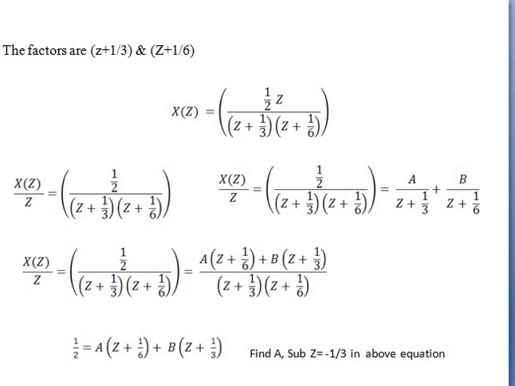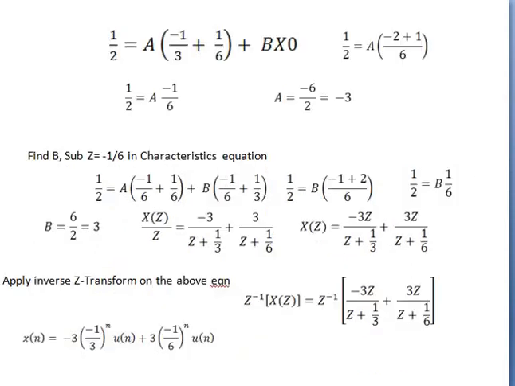Find the characteristic equation. Take the LCM. So we are getting the characteristic equation: 1 by 2 equal to A into z plus 1 by 6 plus B into z plus 1 by 3. Find the A value. Substitute z equal to minus 1 by 3 in the above equation. So we are getting A equal to minus 3. And find the B value. Substitute z equal to minus 1 by 6 in the characteristic equation. So we are getting 1 by 2 equal to B into minus 1 plus 2 by 6. So B is equal to 3.